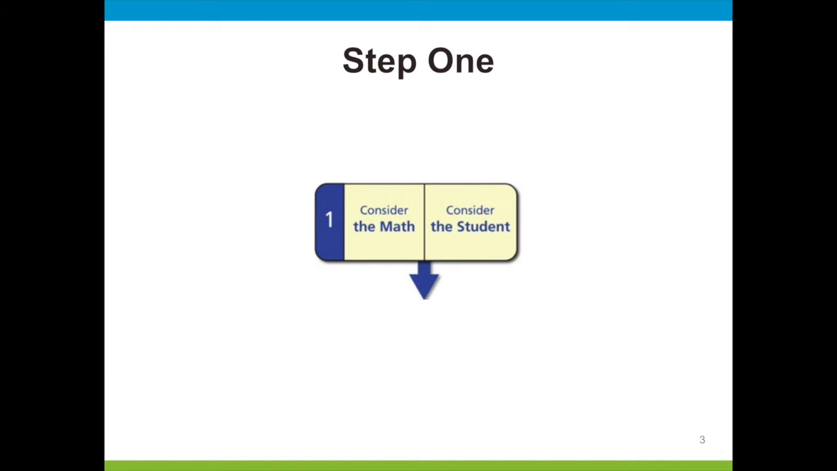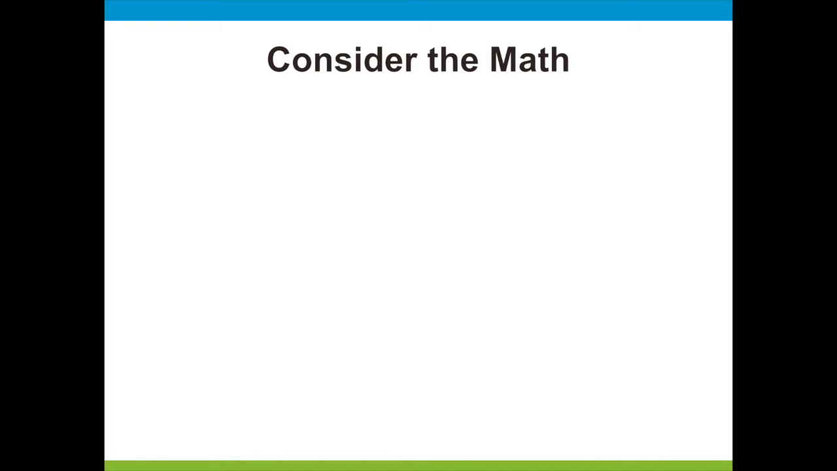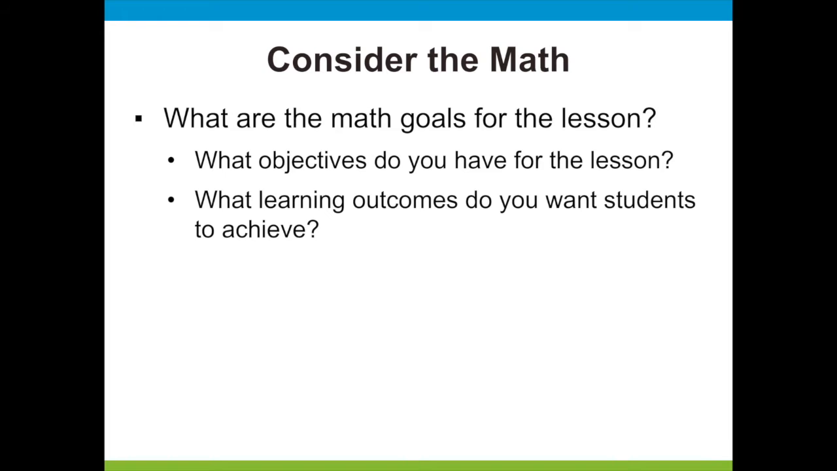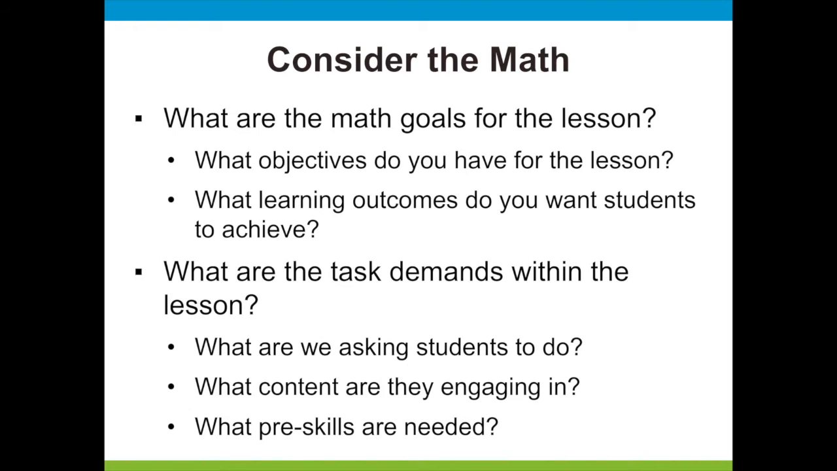The first step of the framework is the consideration of the math and the student. There are two parts to considering the math. The first is looking at the goals of the lesson. What do students need to be able to do when this lesson is complete? Look at objectives, outcomes, and how they will be assessed. For example, maybe the goal is that students will be able to identify a pattern and write an equation to represent that pattern. The second part is looking at the task demands of the lesson.